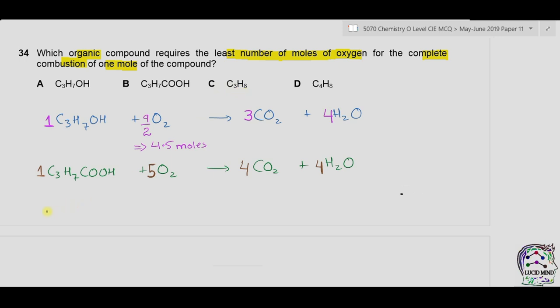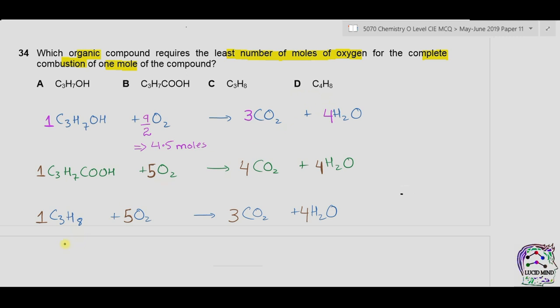For C we have C3H8. It can also combust in the presence of oxygen to form CO2 and H2O. Now balancing carbon atoms, we have 3 carbons on the reactant side, so we can write 3 with CO2. We have 8 hydrogen atoms in the reactant, so we can write 4 with H2O. Now balancing oxygen, we have 10 oxygen atoms in the product, so we can write 5 with O2. So 1 mole of C3H8 requires 5 moles of oxygen.